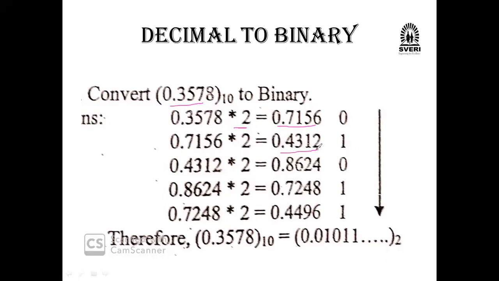So next what you have to do? Multiply 0.4312 into 2. How much is it? 0.8624. Yes, sir. 0.4312 into 2 is nothing but 0.8624. So here 0 point, write 0 here as it is. Next is 0.8624 into 2, it is nothing but 1.7248. So that one we have to write here now.